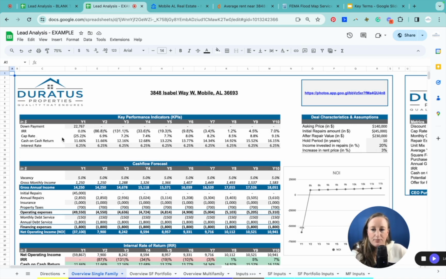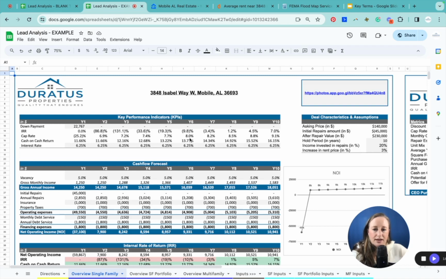Your cap rate. So what you want to look at is the year 2 and beyond cap rate, because since you have to pay so much upfront for a flip, the year 1 cap rate really is not indicative of the true cap rate.